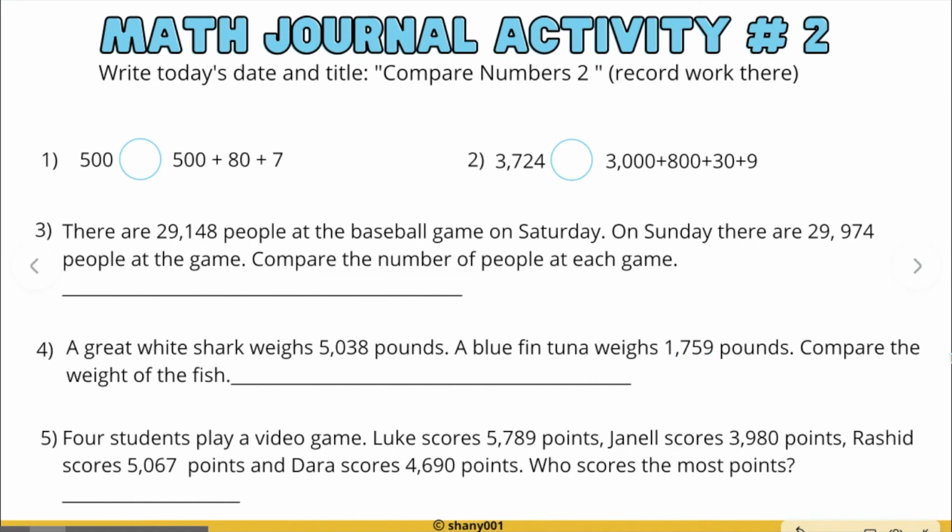Number 5. 4 students play a video game. Luke scores 5,789 points. Janelle scores 3,980 points. Rashid scores 5,067 points. And Dara scores 4,690 points. Who scores the most points? Make sure to use your place value chart and write out all of the numbers.